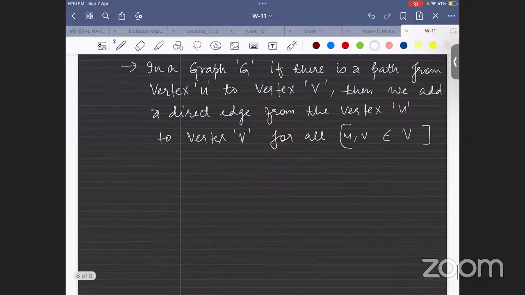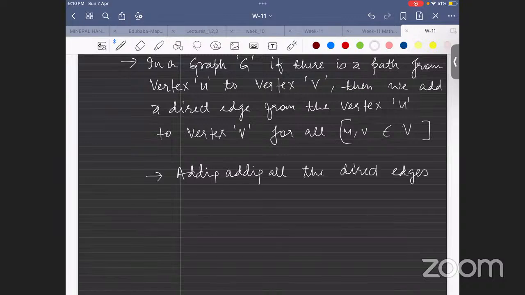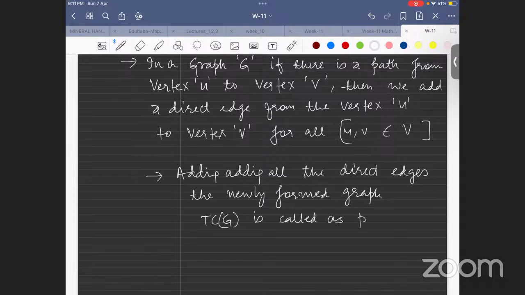Okay. See, and then after adding all the direct edges, whatever plot you'll be getting, the newly formed graph, TCG that you call, is basically called the transitive closure of the graph G. So you're having a graph.